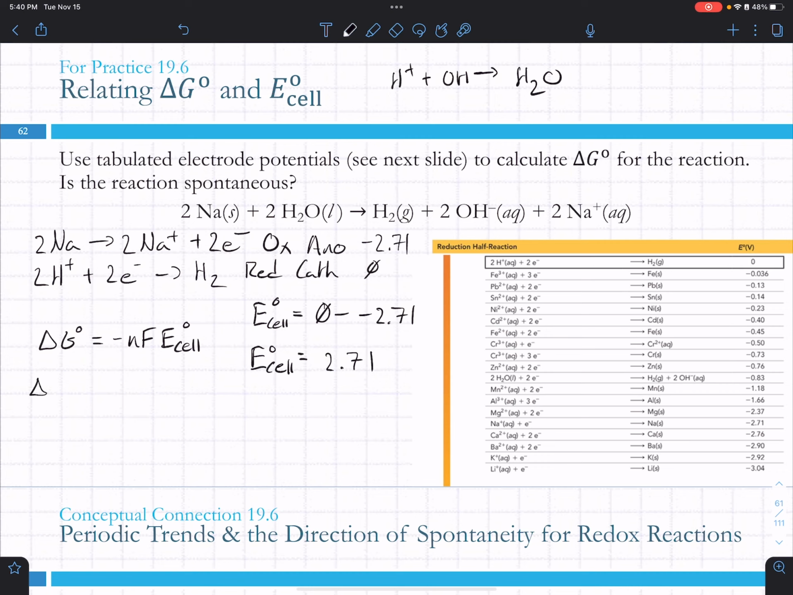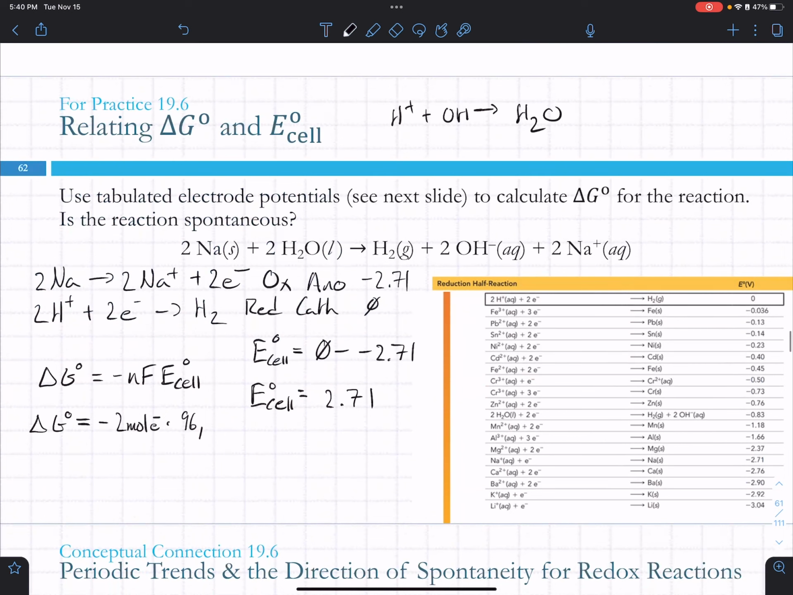And then delta G naught is equal to negative n, where n is the number of moles of electrons. So how many moles of electrons are participating in the reaction? It's 2. 2 moles of electrons, which is the other nice thing about writing out the half reactions, because you can see those electrons. So it'll be 2 moles of electrons times 96,485.